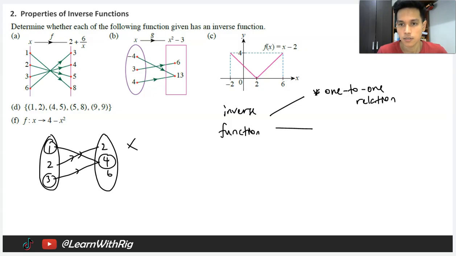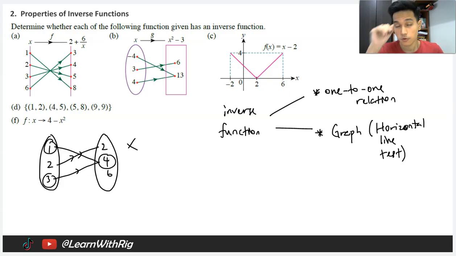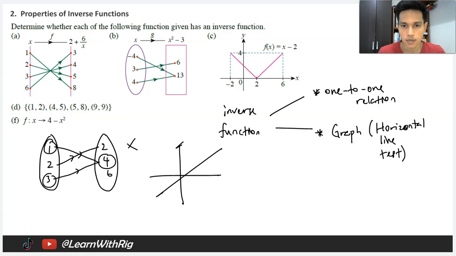The second condition you can use to solve graphs especially is this thing called the horizontal line test. Okay, so if you followed me on the first subtopic, I actually talked about the vertical line test, right? So let's say I got a graph, I use a vertical line, let's say I draw a vertical line here.